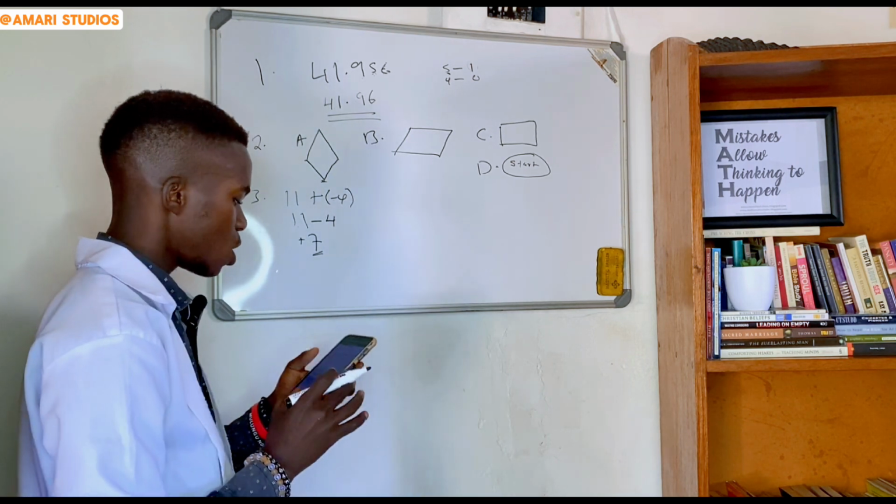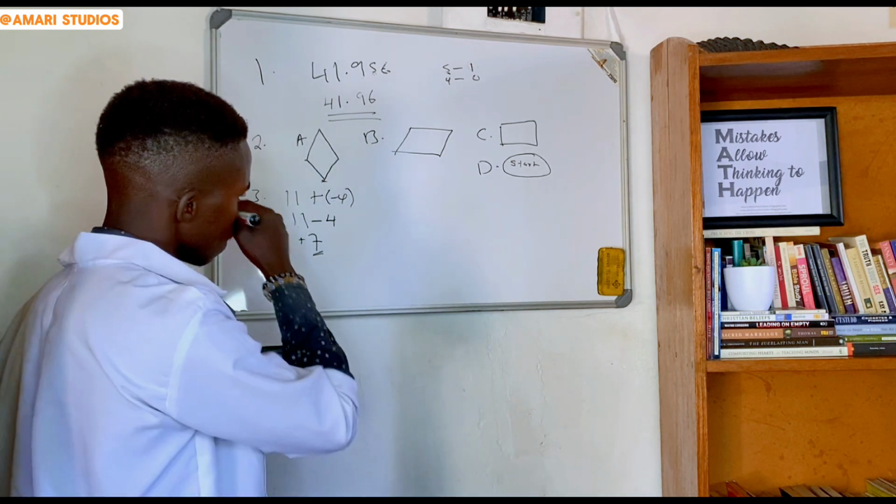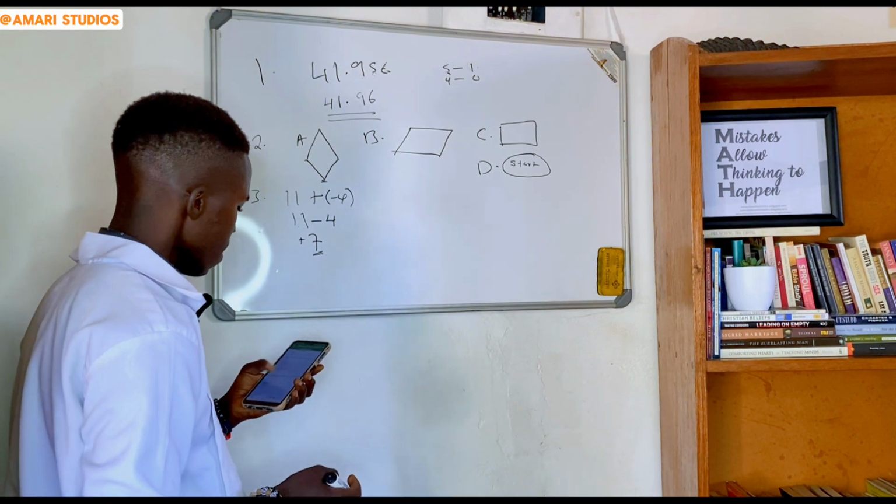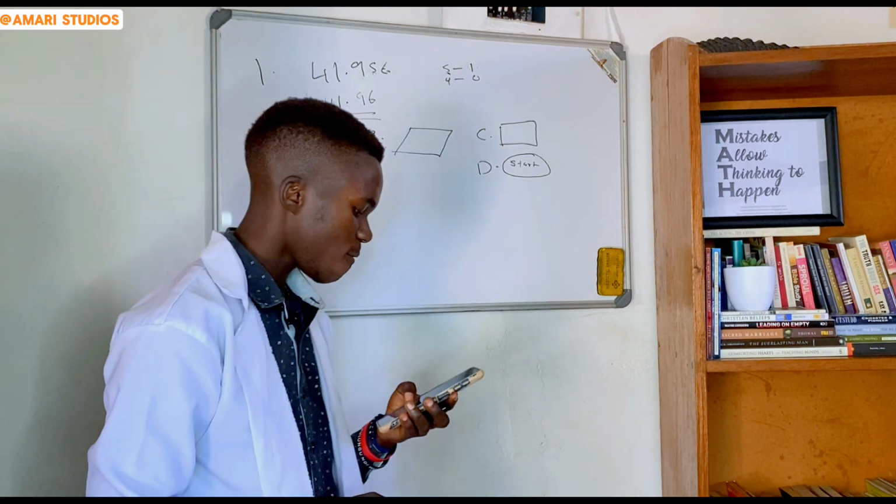Then according to the question here, it was supposed to be B. That is your answer there. Let's move to question 4.